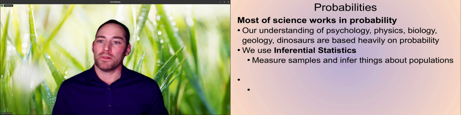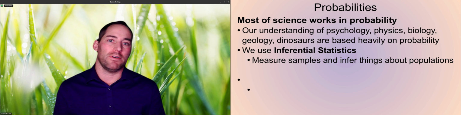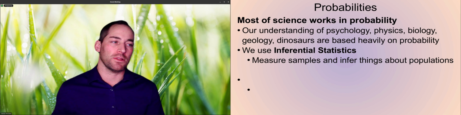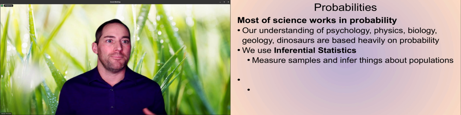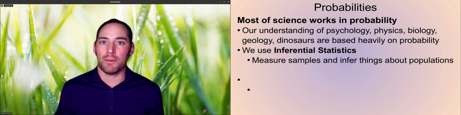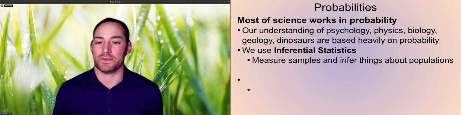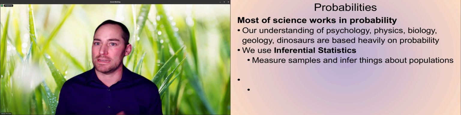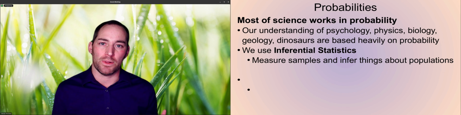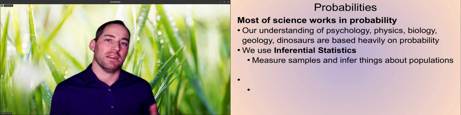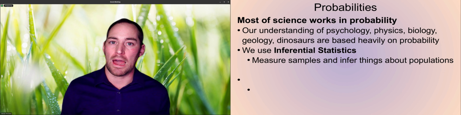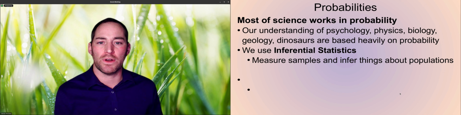They look at a sample of rocks. They look at a sample of creatures. They look at a sample of organisms. They look at a sample of data from particle colliders colliding particles together, right? That's not every single particle in the universe that they're colliding to test, right? They're testing a sample, and they're doing it enough times to get enough data to say, we're pretty sure that this is what's going to happen. So that's essentially what an inferential statistic is.